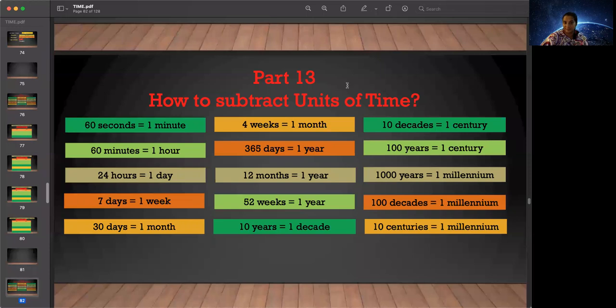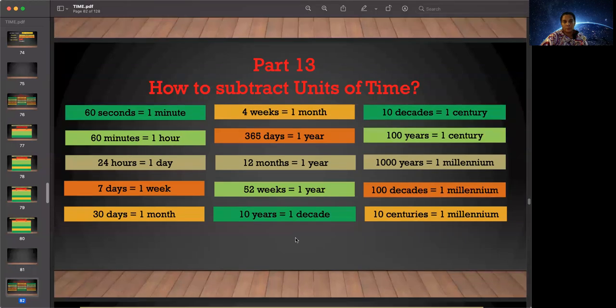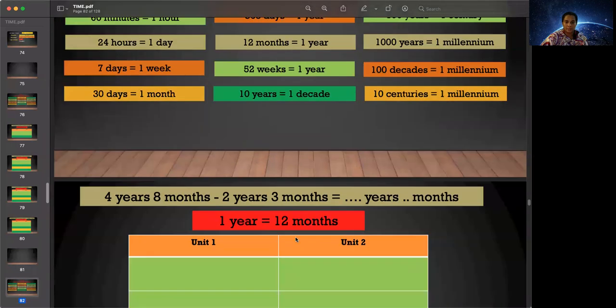This is Teacher Brenda here, and today we will look into the topic of time and learn how to subtract units of time. Now, as I've taught you earlier in the previous session, we have to remember all these units of conversion. Some of them are pretty easy, some of them may require a little effort. So without wasting time, let's look at our question.